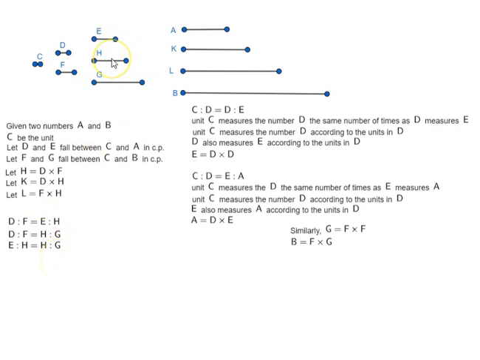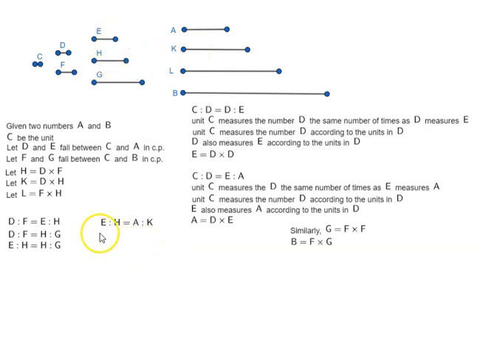So E is to H is equal to H is to G. That means these three numbers are in continued proportion. Now, E is to H is equal to A is to K. Why? Because E measures A. Why? Because A is equal to D times E. H measures K because K is equal to H times E.